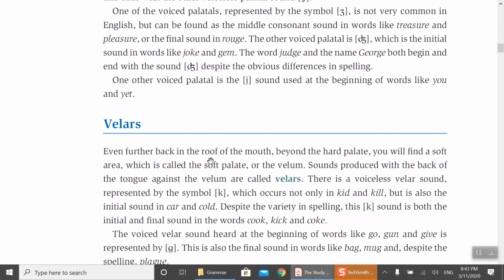Even further back, it says in the roof of the mouth beyond the hard palate you will find a soft area. There is a soft area, what do they call it? The soft palate, very important, the soft palate or the velum. Sounds produced with the back of the tongue against the velum are called velars.